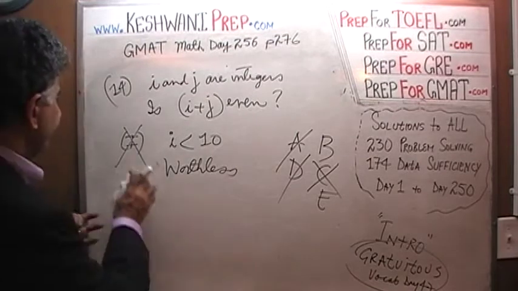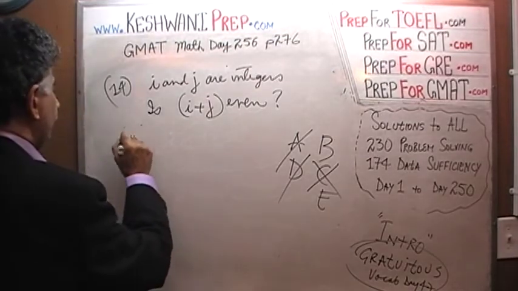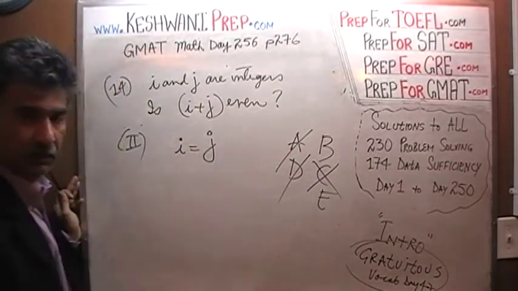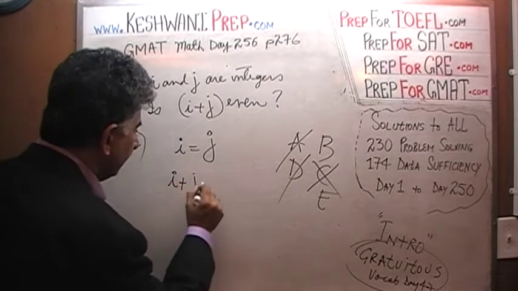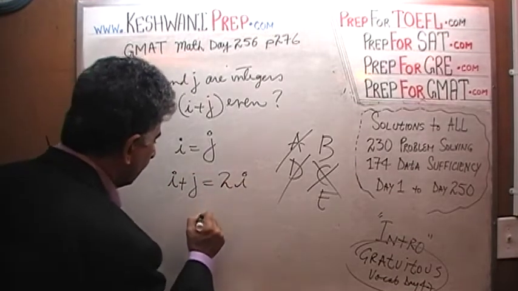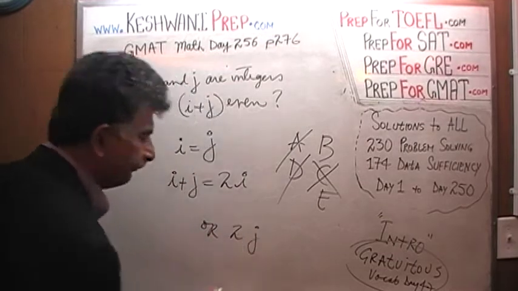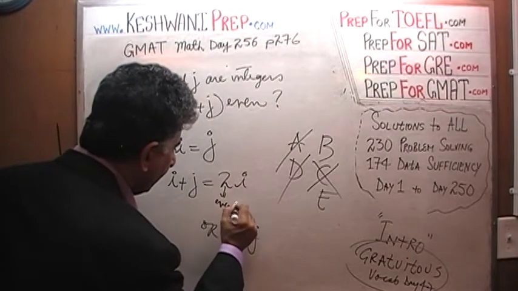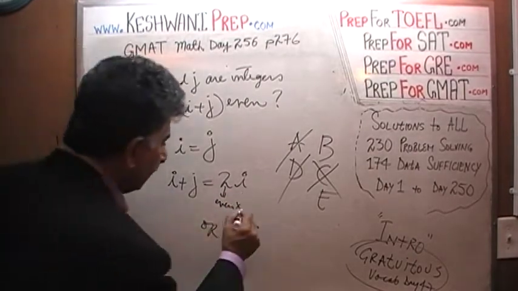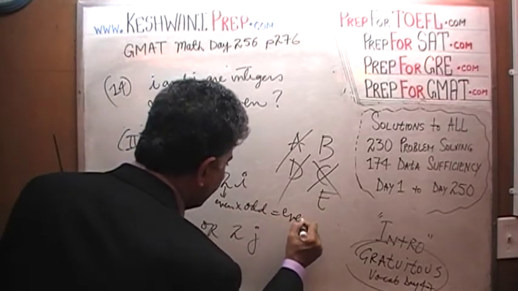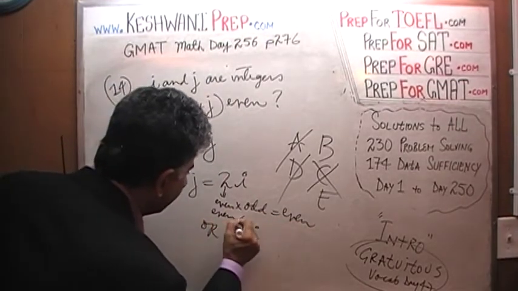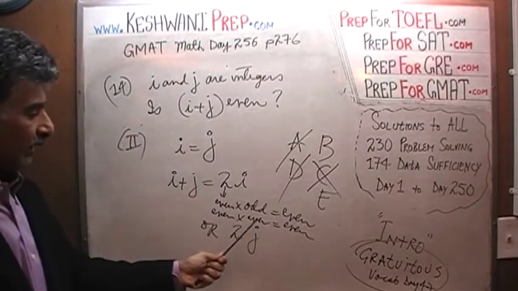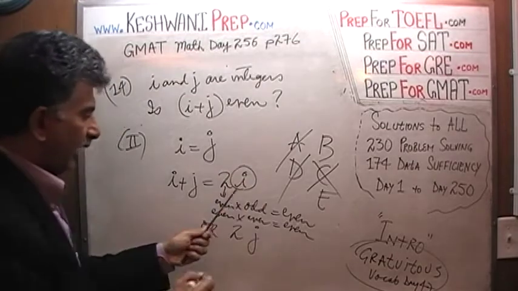Let's look at the second statement. The second statement tells us that I equals j. Well, there you go. If I equals j, then that tells us that I plus j equals 2 times I or 2 times j. And now 2 times I, 2 is an even number. It doesn't matter whether I is even or odd. Even times odd is even, and even times even is even. So it doesn't matter whether I turns out to be odd or even.